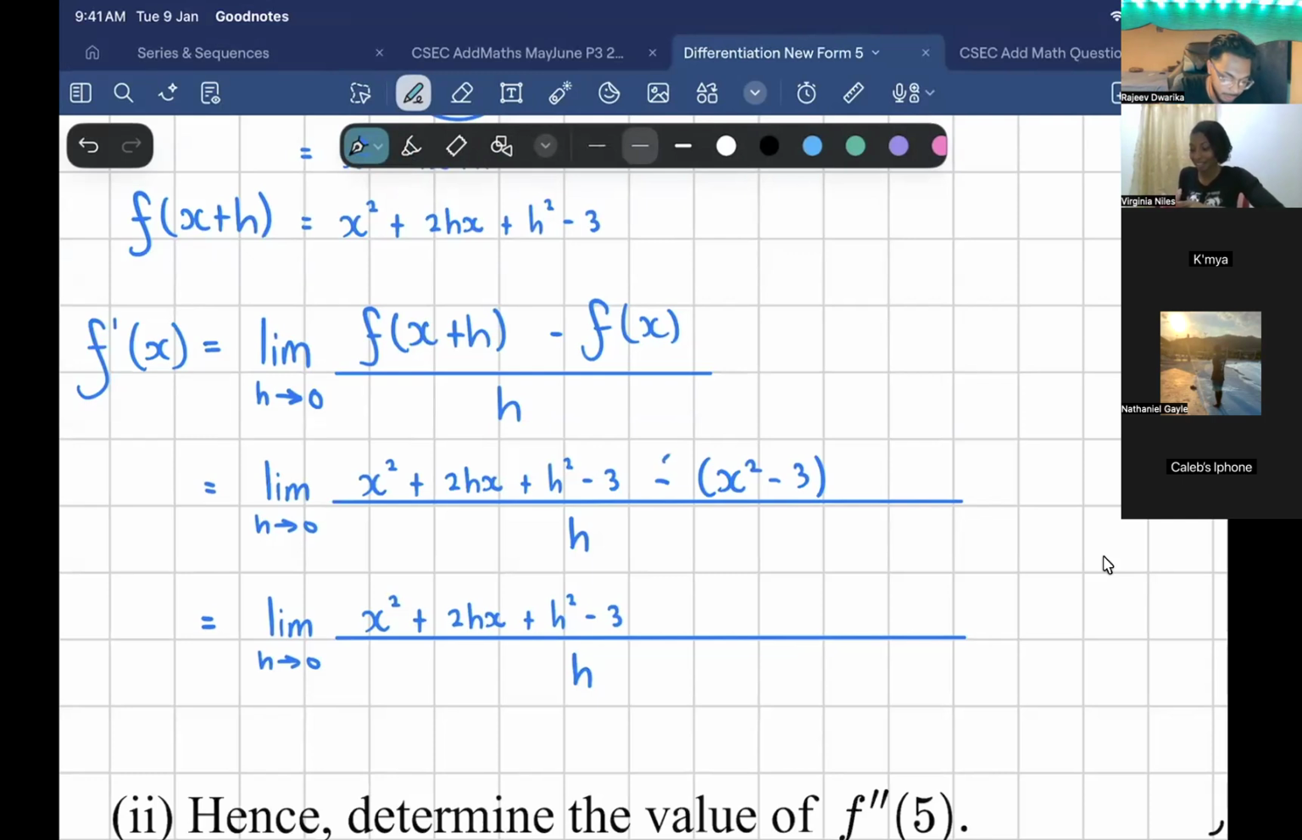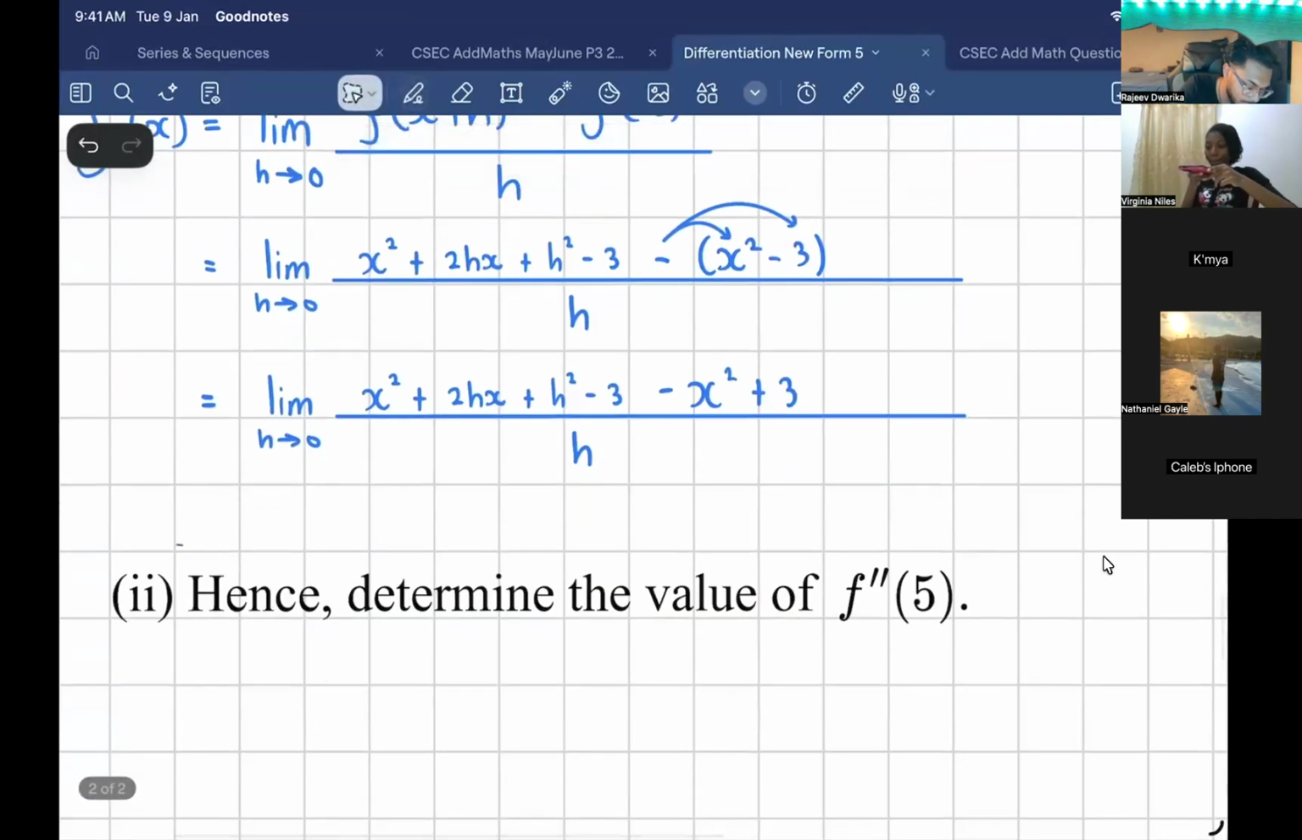Okay, then we're gonna expand the brackets, and what are we gonna get? Minus x squared plus 3. Now this is the part where I think Ole could figure it out. I genuinely think Ole could figure this out.